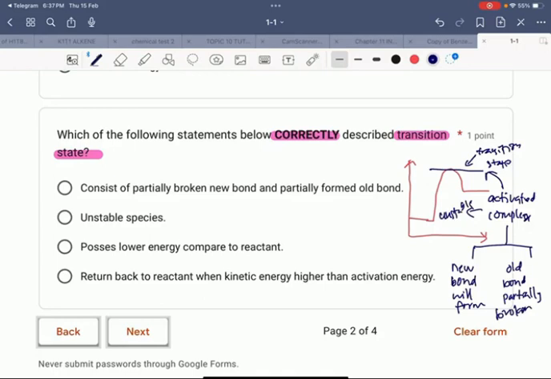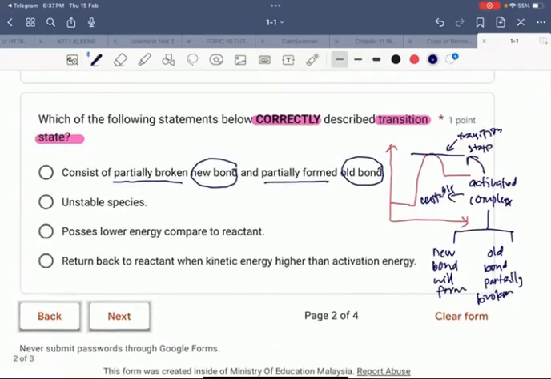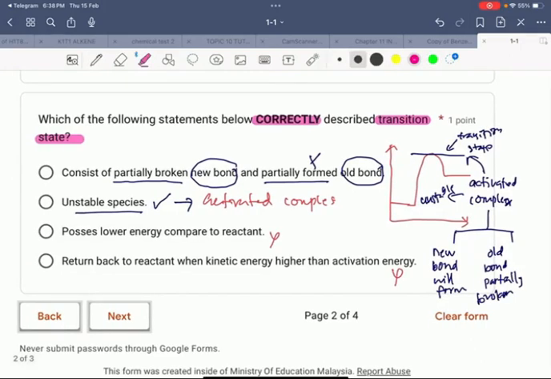So look at the answer. Consists of partially broken for new bond and partially formed for old bond. So this is vice versa, terbalik. So this is incorrect. Unstable species, yes, for the activated complex. Okay, process lower energy compared to the reactant. This is incorrect. Return back to the reactant when kinetic energy is higher than the activation energy. This is also incorrect. So the answer is option 2.